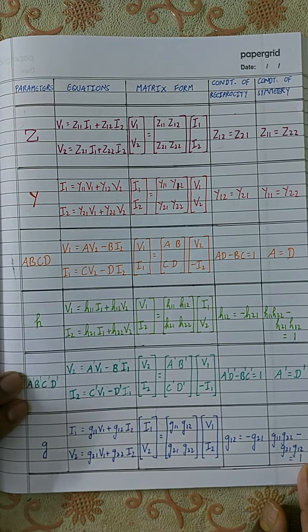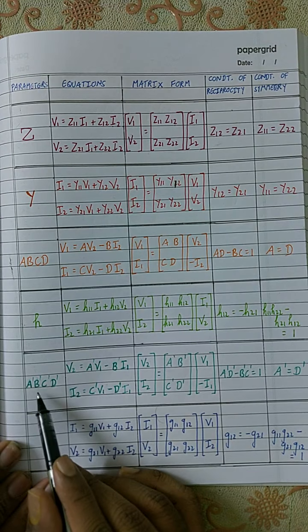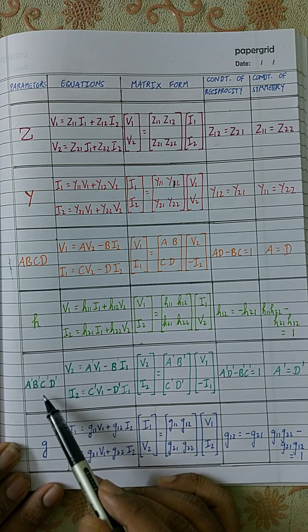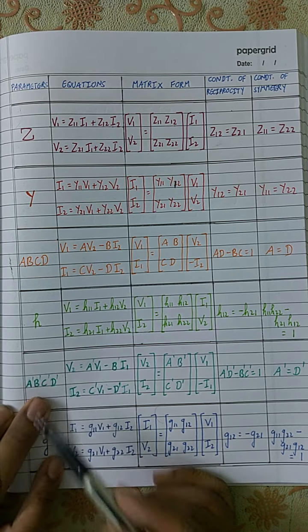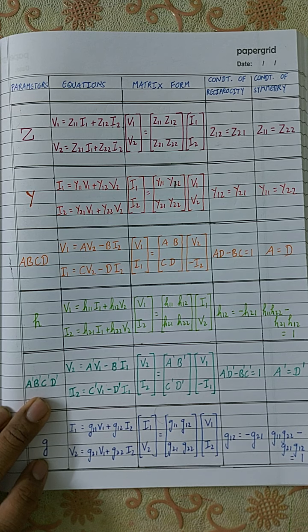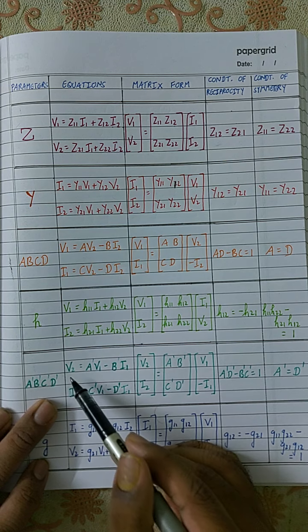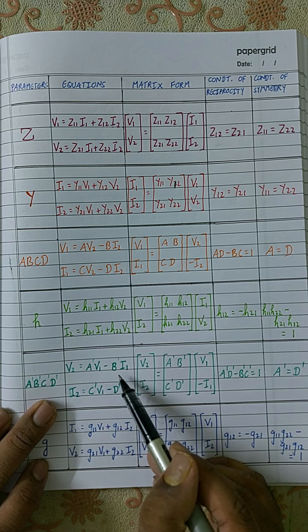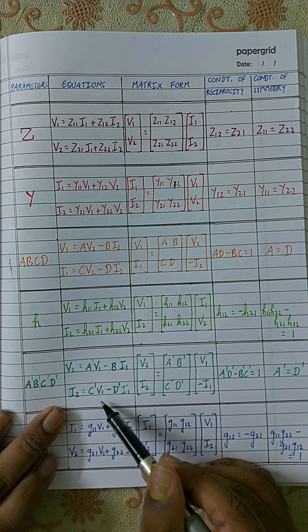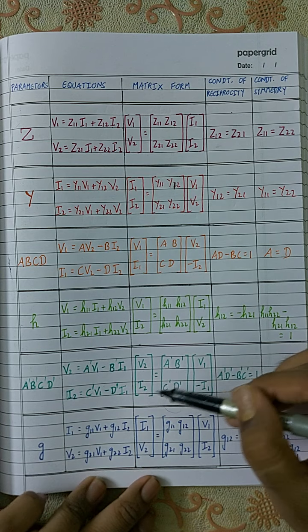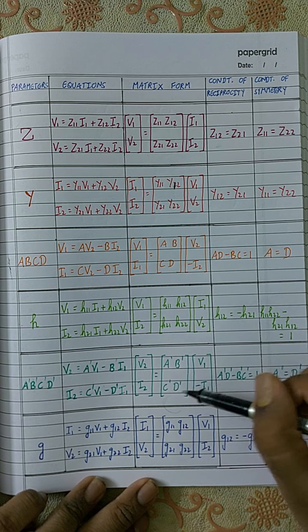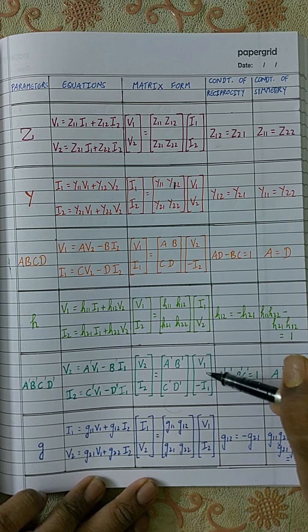The next is the inverse transmission parameters, or the A dash B dash C dash D dash parameters. This parameter means expressing V2 and I2 in terms of V1 and I1, or V2 = A dash V1 minus B dash I1, I2 = C dash V1 minus D dash I1. In matrix form, matrix V2 I2 is equal to matrix A dash B dash C dash D dash into matrix V1 and minus I1.